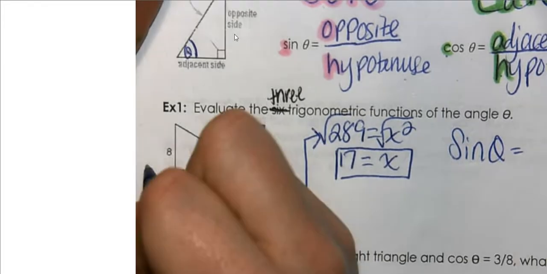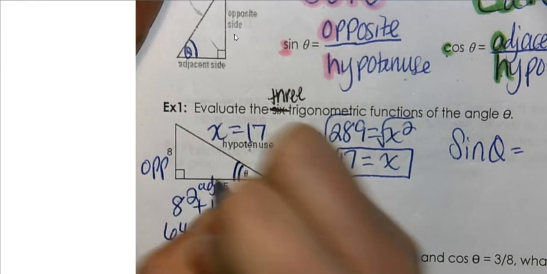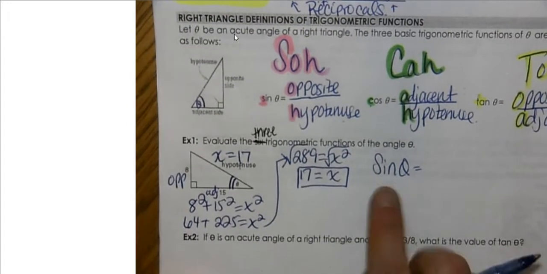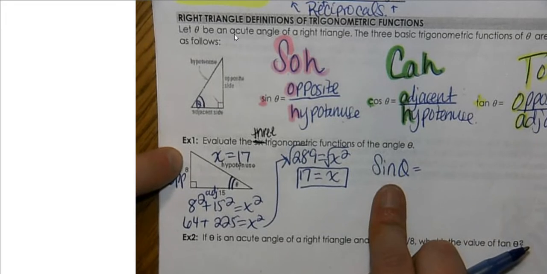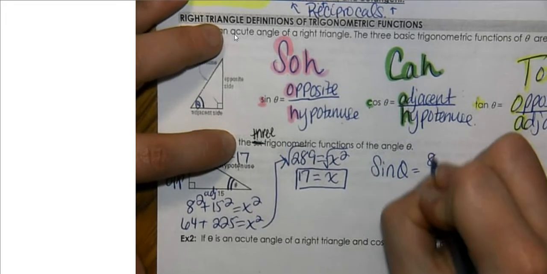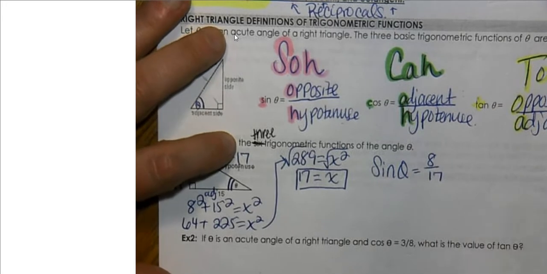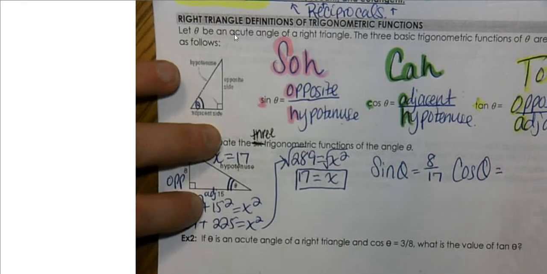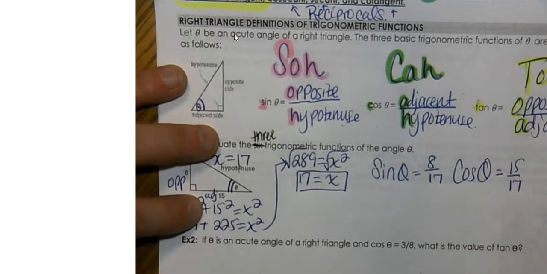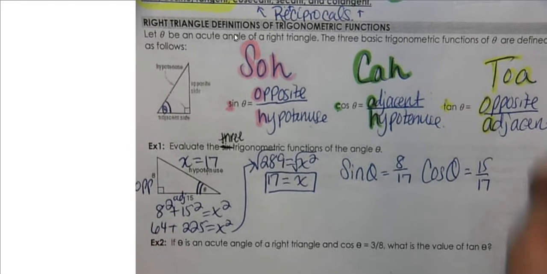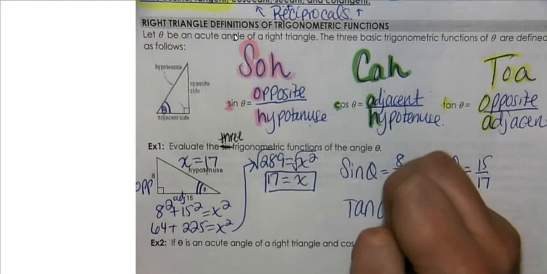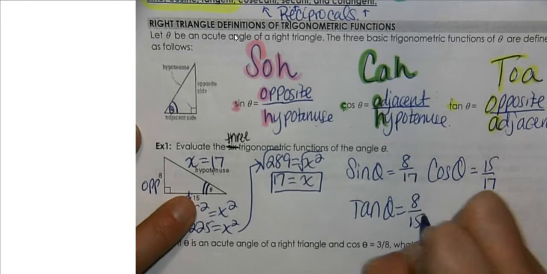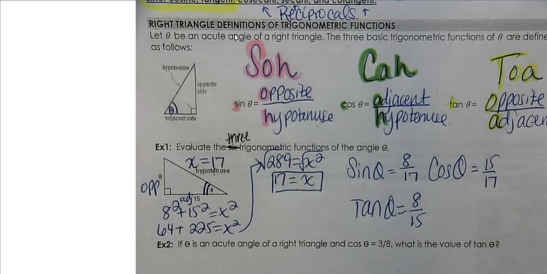Let's go ahead and label the opposite and adjacent, especially for people who are very visual. So now I'm going to write the sine of theta. That's going to be equivalent to the opposite divided by the hypotenuse, and that's 8 over 17. The cosine of theta, that's going to be equal to the adjacent divided by the hypotenuse, and that's 15 over 17. And finally, the tangent of theta, that's equal to the opposite divided by the adjacent, and that is 8 over 15. So that is evaluating the 3 trigonometric functions of theta.